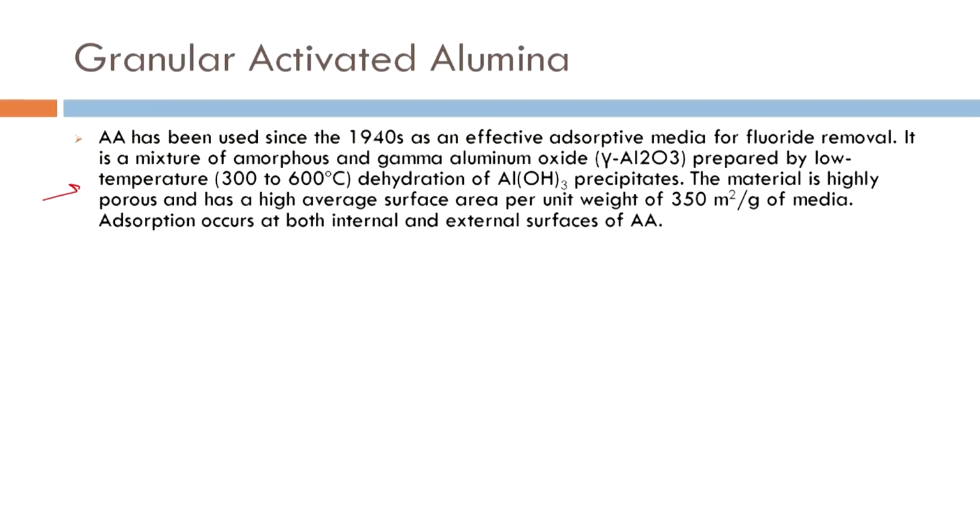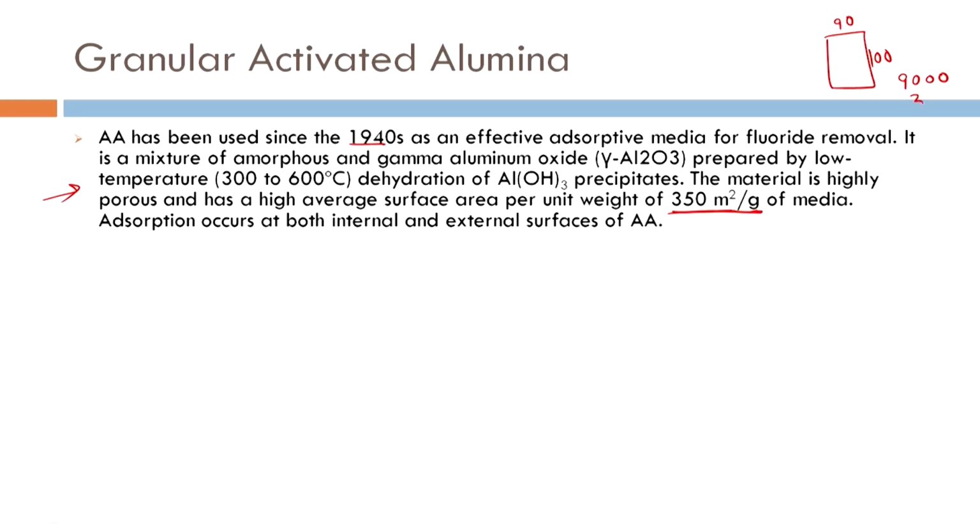Again, you can look at this, it has been used since the 1940s, the way to prepare it and so on and so forth. But one issue is that all these adsorbents typically have high surface area. Here we have 350 meters square per gram of the media, as in, you can think of your football field, maybe 100 and 90 maybe. So what is this?